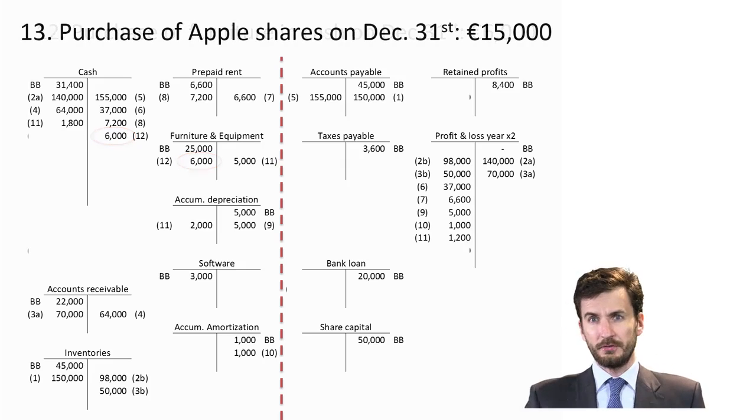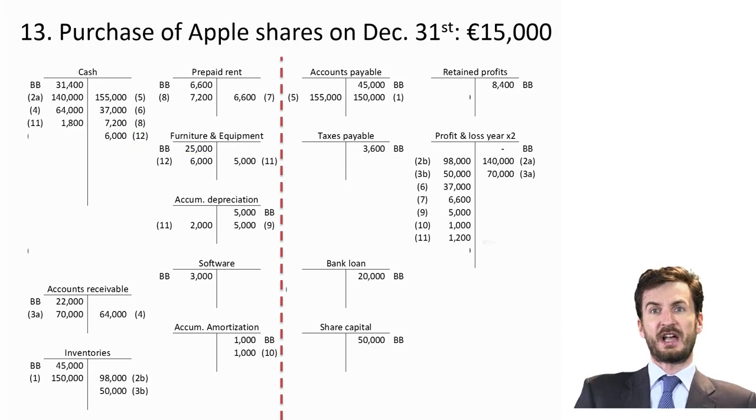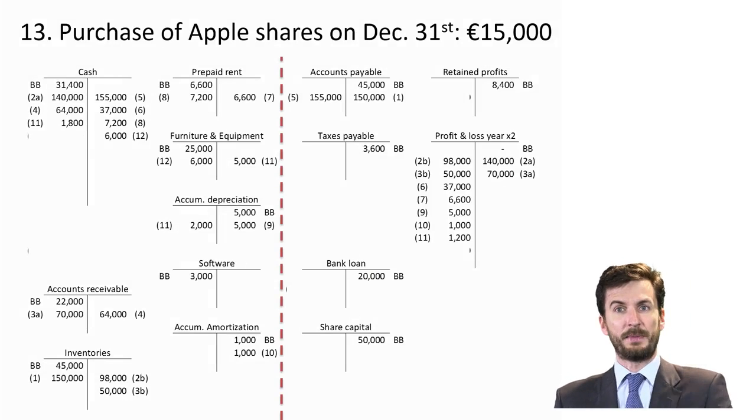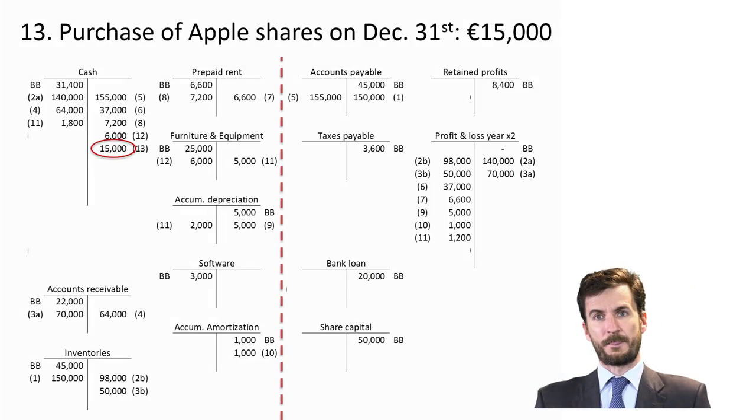So at the end of year X2, Christina felt that she had a lot of cash and she wanted to invest some of this cash while she was not using it. So she decided to purchase some Apple shares. First thing that will happen is that cash will decrease because we are paying this stock in cash. So we credit cash by 15,000 euros.